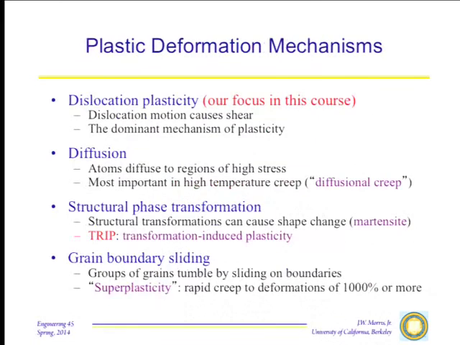There are several mechanisms of plastic deformation. We're only really going to talk about one. We talked about it earlier in the course. We'll talk about it again, because that is the most important in a usual engineering sense, and that's plastic deformation by the motion of dislocations. But there are other ways that you can change the shape of a material.